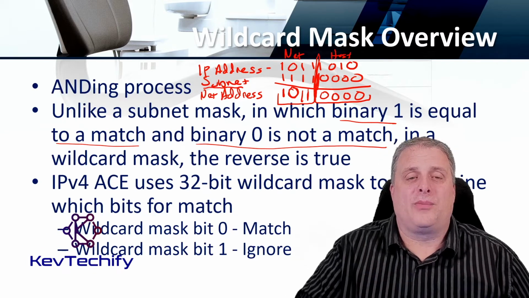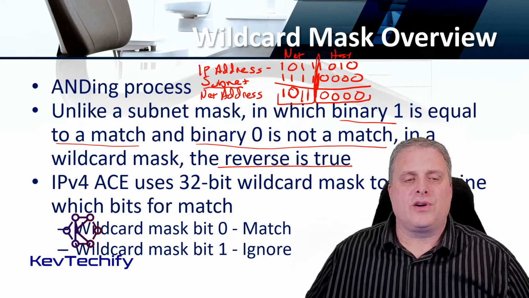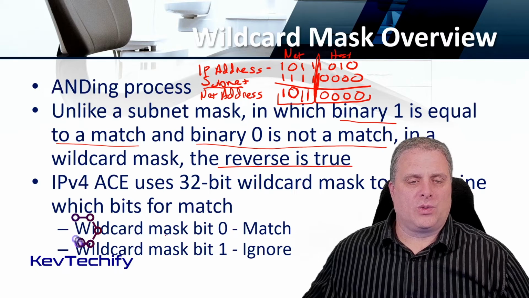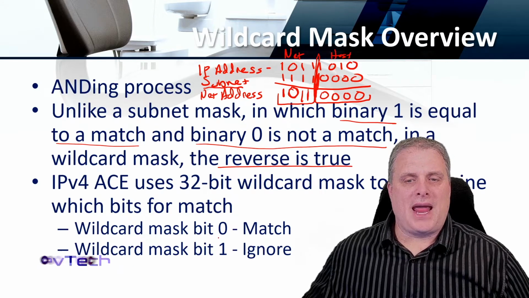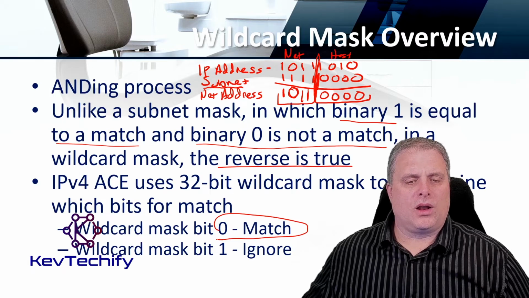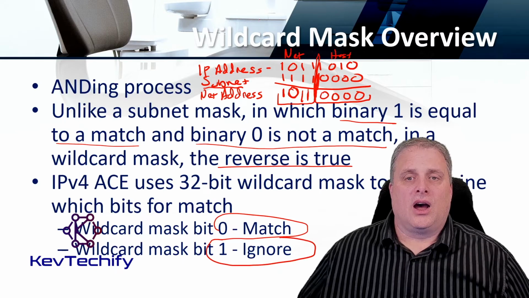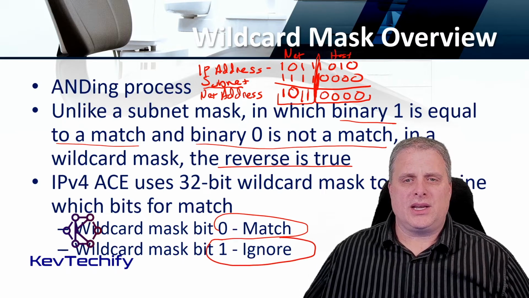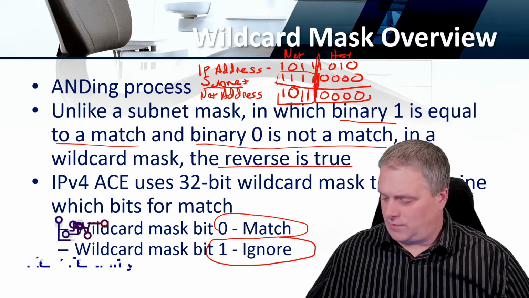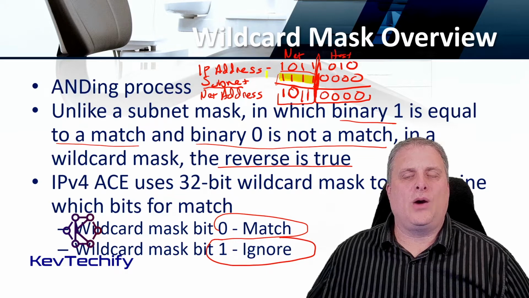For the wildcard mask, it's the reverse. And what I mean by the reverse is the wildcard mask where there's a 0, it's a match, which is the opposite of the subnet. Where there's a 1, we ignore that. We don't care what that value is. Up here in the subnet mask, where there was a 1 in our subnet mask, that's what we have right here. This was 1s right here. We cared what that was because we wanted that network portion.